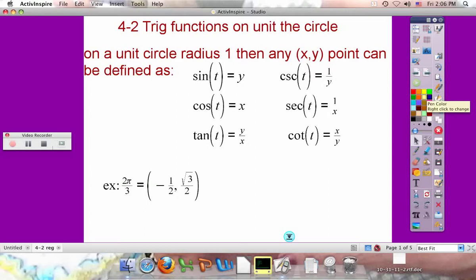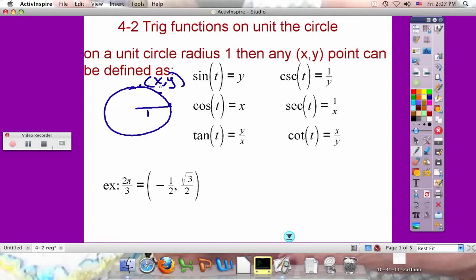4-2 trig functions on the unit circle. When doing a unit circle, you will have a circle with a radius of 1 centimeter, or 1 inch, or 1 unit, doesn't matter. But when you have that, every single spot on the outside of the circle will have some type of x and y coordinate.